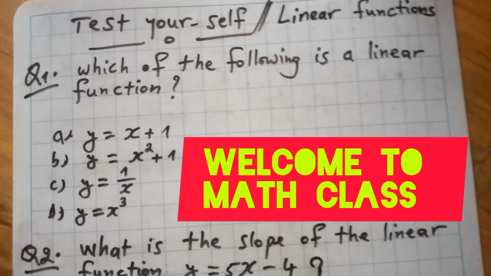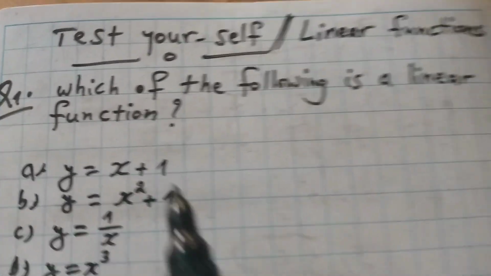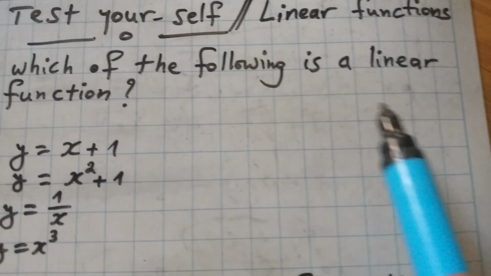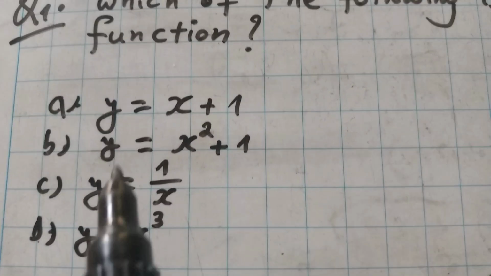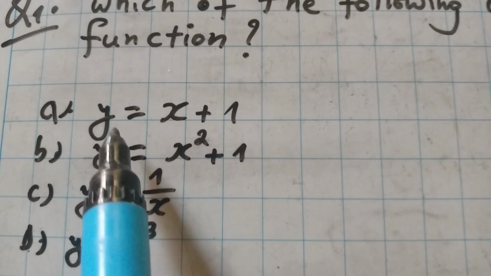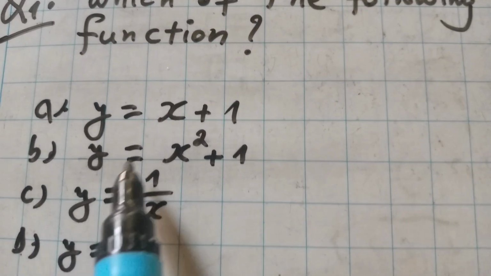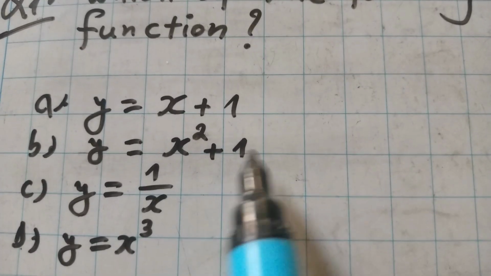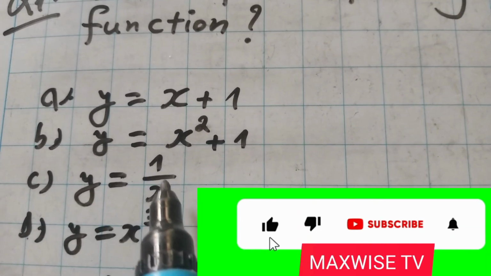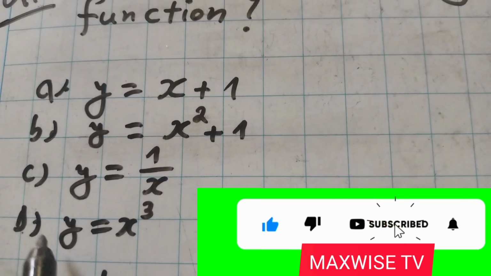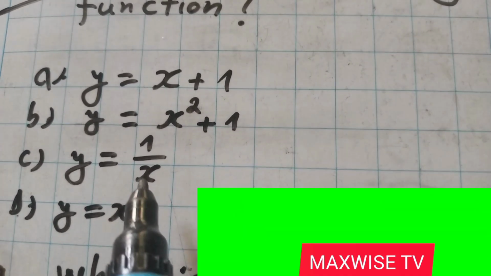So, let us start with question number one. Number one, which of the following is a linear function? Option A, we have y equal to x plus 1. B, y equal to x squared plus 1. C, y equal to 1 over x. And option D, y equal to 3 power 3.